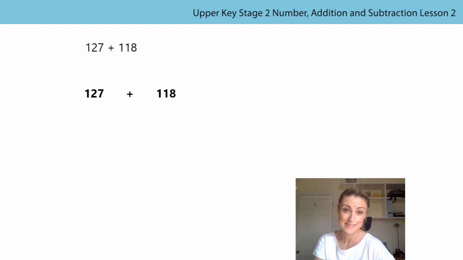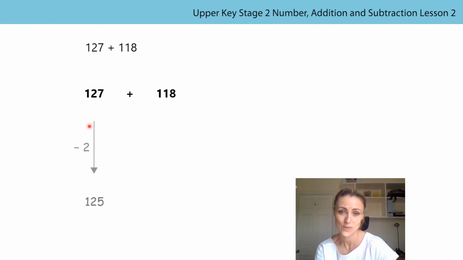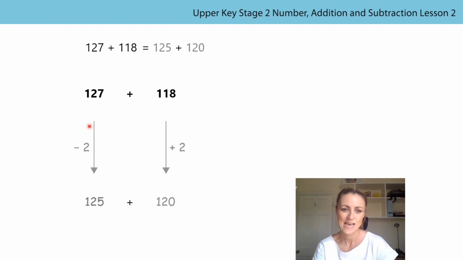So we have got exactly the same calculation here, but we are just going to look at it represented in a slightly different way. So coming down here, we are very familiar with this idea of recording our redistributed calculation below. 127 subtract 2 is 125, and then we know from the previous slide that we then added 2 to 118 to give us 120, and 125 is our redistributed calculation. But we can also record it up here, and we can do that with an equal sign in the middle of both of those calculations.